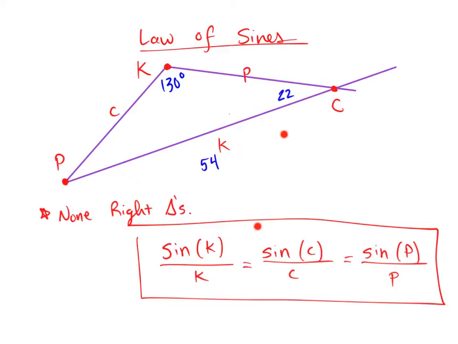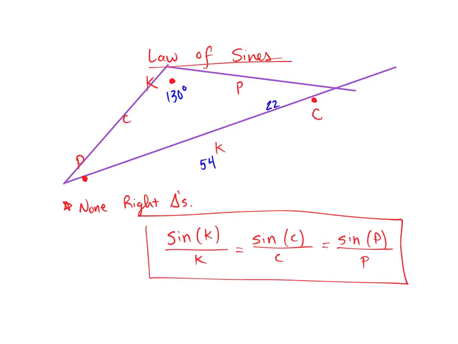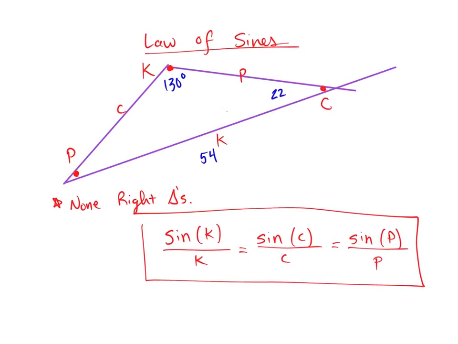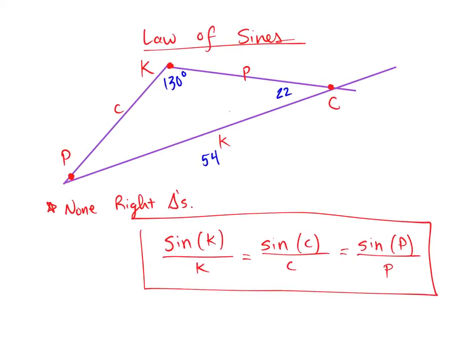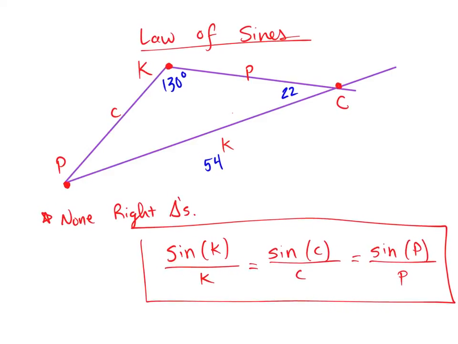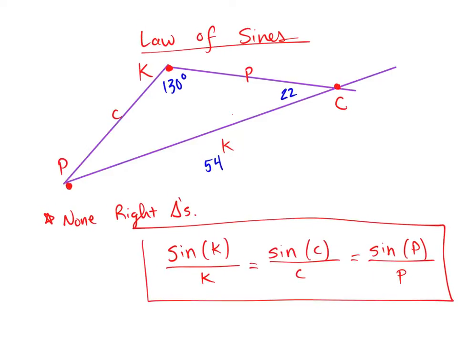Can some people already do it without me doing it? 130 over 54 equals 22 over X. Oh, nice. Some people have already set it up without me doing it. What would it look like? Watch how you do this. You go sine.